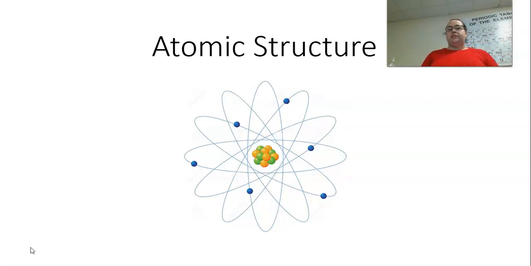So atomic structure, what is it? We're looking at the different pieces that we're going to be building. You're going to need 3 colored pencils or 3 crayons: 1 orange, 1 green, and 1 blue, to help you color in your pieces. So get those now.